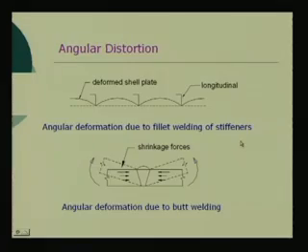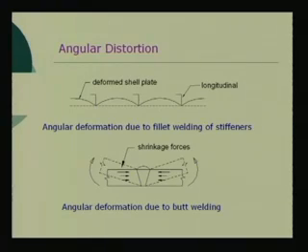right? That is because of the fillet welding, and this is in case of butt welding, angular deformation due to butt welding. Now, as you can see in the picture, this is butt welding, and these are the shrinkage forces. Since the weld metal is more at the top surface, more heat is there, so you have more shrinkage force, because shrinkage force is directly proportional to the amount of heat which is going in. It is directly proportional to the peak temperature it is attaining, right?